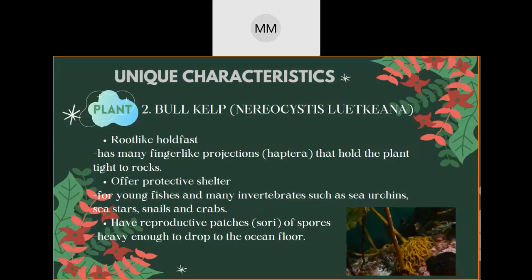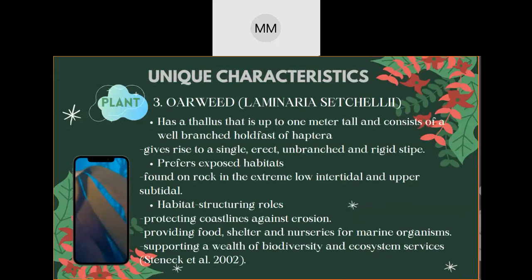Next slide. The unique characteristic of the kelp known as laminaria. Laminaria has a thallus that is up to 1 meter tall and consists of well-branched fronds that also have haptera. It can give rise to a single, erect and rigid stipe. Laminaria also prefers exposed habitat. It can be found on rocks in the extreme low intertidal and upper subtidal.